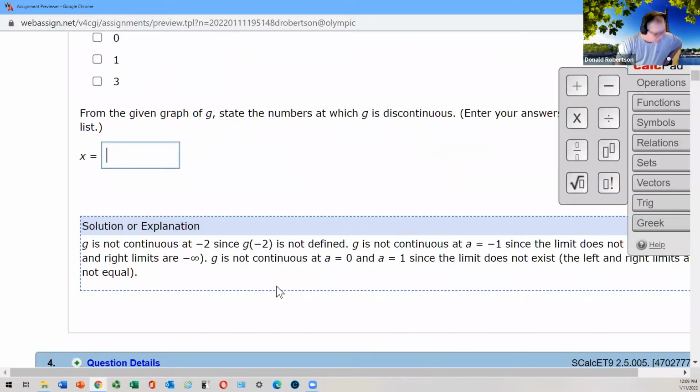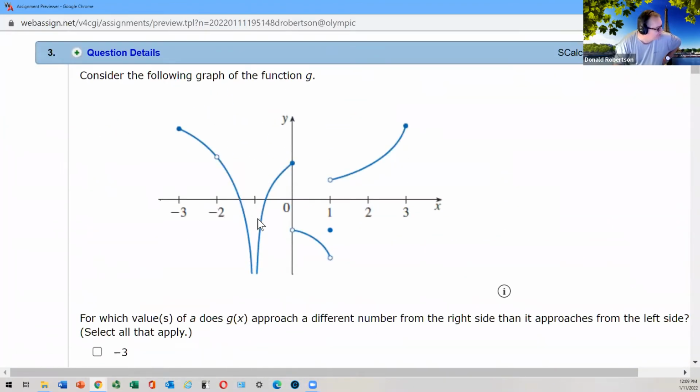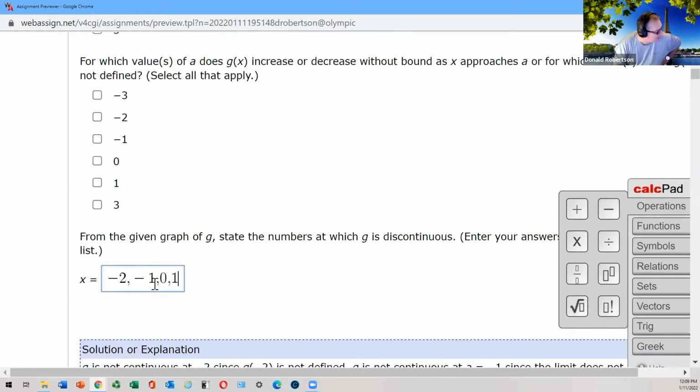So the way that would work is -2, comma, I think it was -1, comma, 0, comma, 1. I think that was the 4 numbers. I should check, shouldn't I? -2, -1, 0, 1. Yeah. A comma separated list is that, right? You just write the 4 answers down with commas.